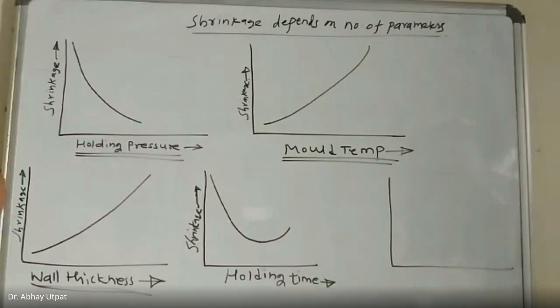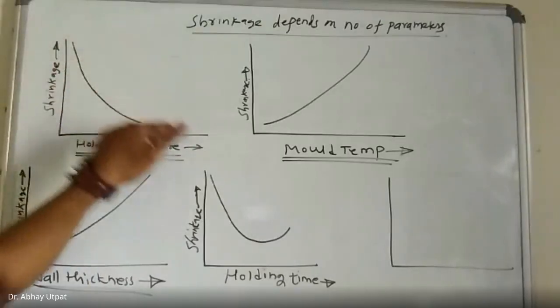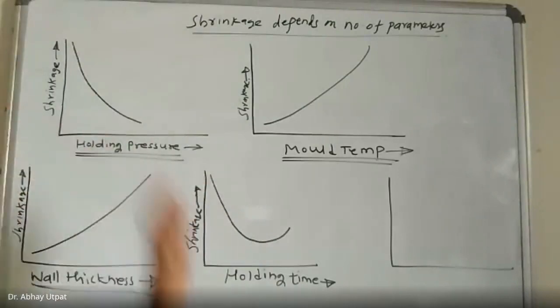So how to remember this? You may get confused about where to increase and where to decrease. So a simple logic we remember: mold temperature increases, shrinkage increases. Wall thickness increases, shrinkage increases. Holding pressure increases, shrinkage decreases. Holding time increases, shrinkage decreases.